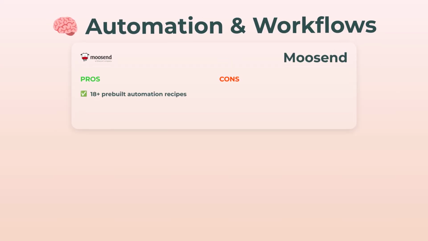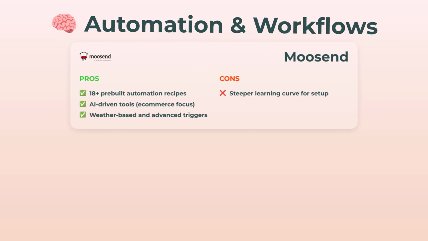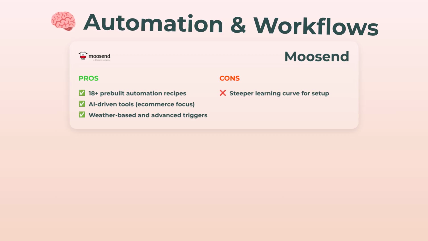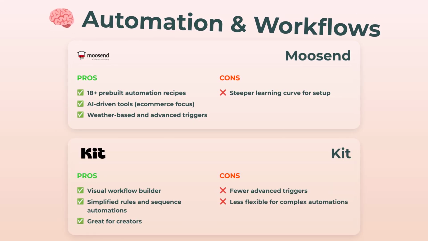Let's talk about automations and workflows, because, come on, who wants to spend hours sending emails by hand? With Moosend, you get over 18 pre-built automation recipes. Stuff like birthday emails, product recommendations, honestly, there's a ton. Oh, and they even throw in AI-powered and weather-based triggers for e-commerce. Super smart, but heads up, getting everything dialed in can be, well, a little daunting at first.